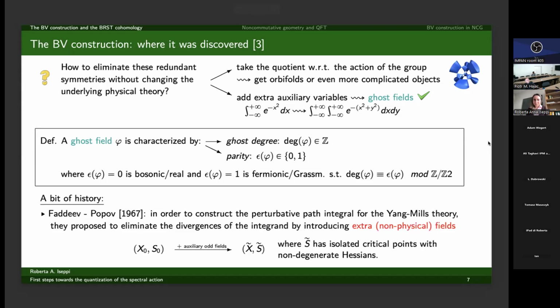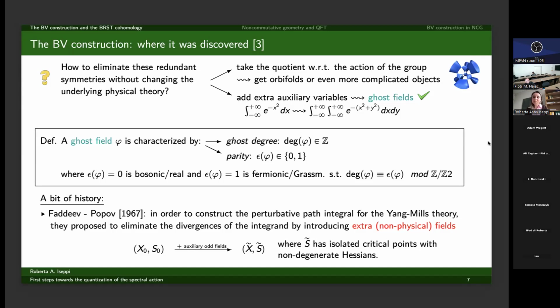Okay, so just to give you a bit of coordinates, everything started with Faddeev and Popov. They were the ones having this intuition of trying to eliminate this divergence by introducing extra fields, and they were the ones calling them Gauss fields. And often people refer to these Gauss fields as indeed the Faddeev-Popov ghosts.